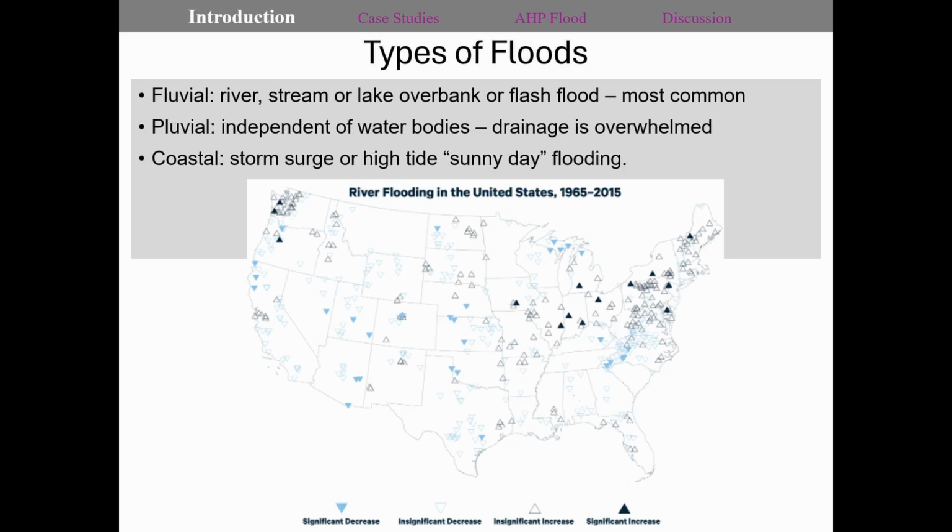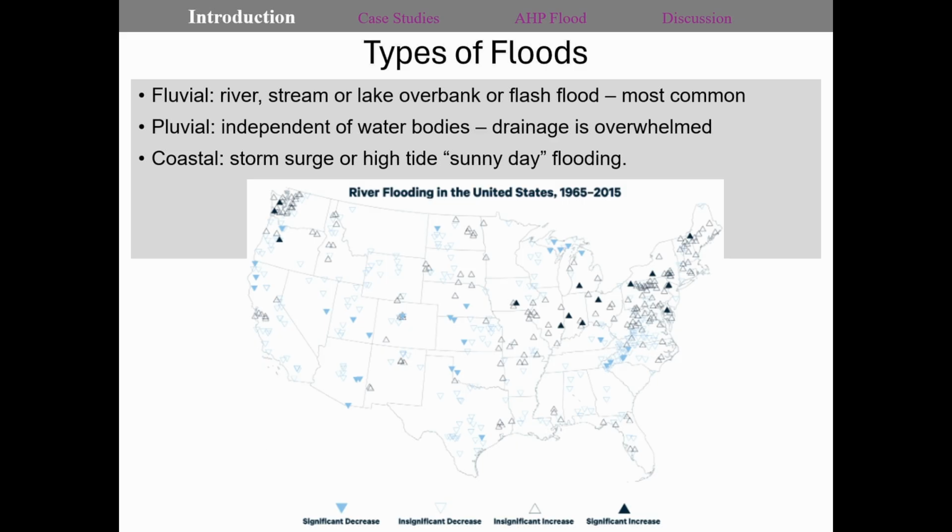What you see in this graphic is river flooding across the US through time, and the black triangles are showing a significant increase in riverine flooding. What do you all think of that map? Do you think it's correct? It's all in the Northeast and Midwest, showing a significant increase in fluvial flooding.